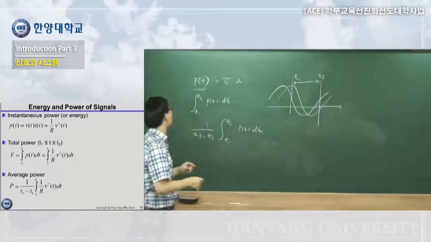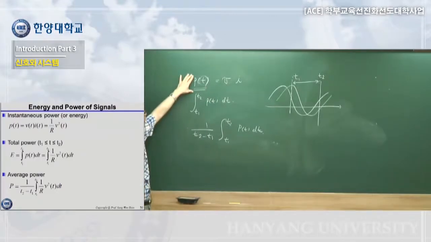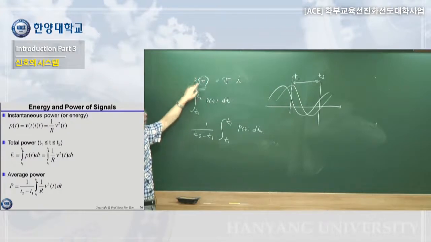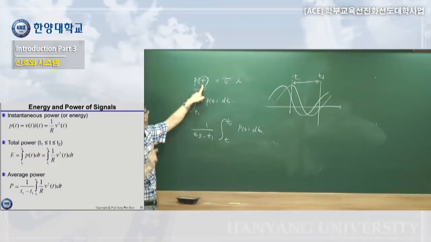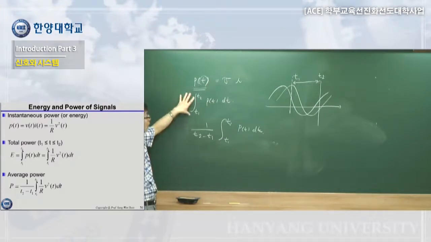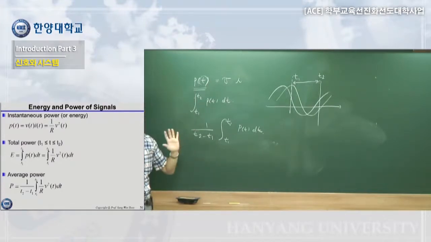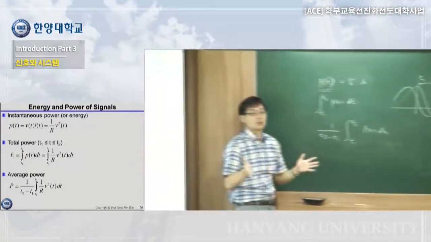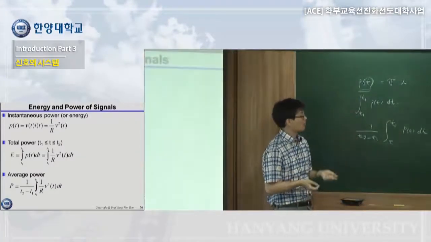So we have instantaneous power at a certain point. This one defines the power at a certain point t. When t is 0 second, 1 second, 2 second, they give a value at that point. The total power adds the power from a certain point, say 0 second to 1 second, or 1 second to 10 seconds. This is total power, and this average power is total power divided by the time to get the average. So, one step by step.